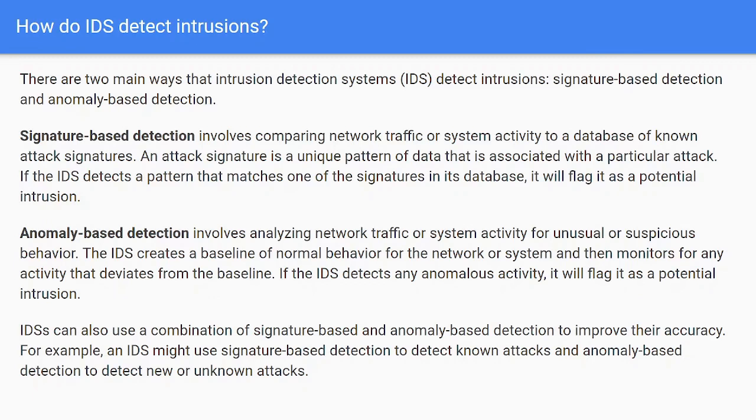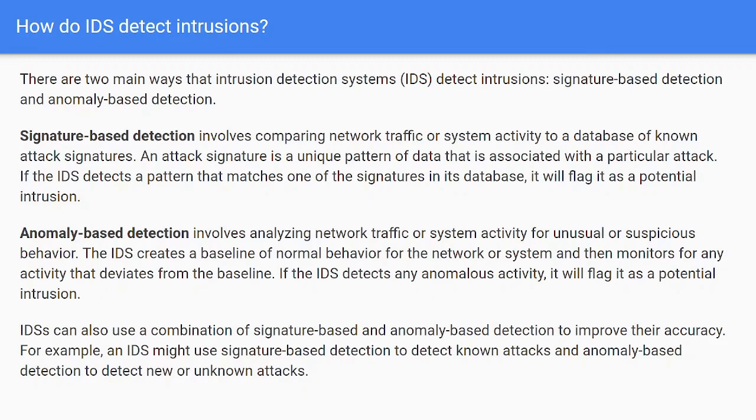If this and this and this are happening, this is normal behavior. Now the IDS will start detecting anything that deviates from that normal baseline behavior and flag it as a potential intrusion. So some IDS can make use of the two of them. They can make use of signature-based or anomaly-based detection. So they use both of them for more accuracy.